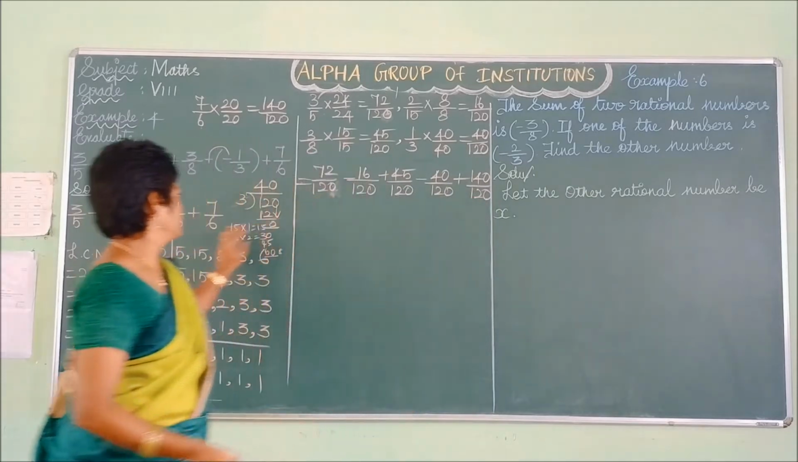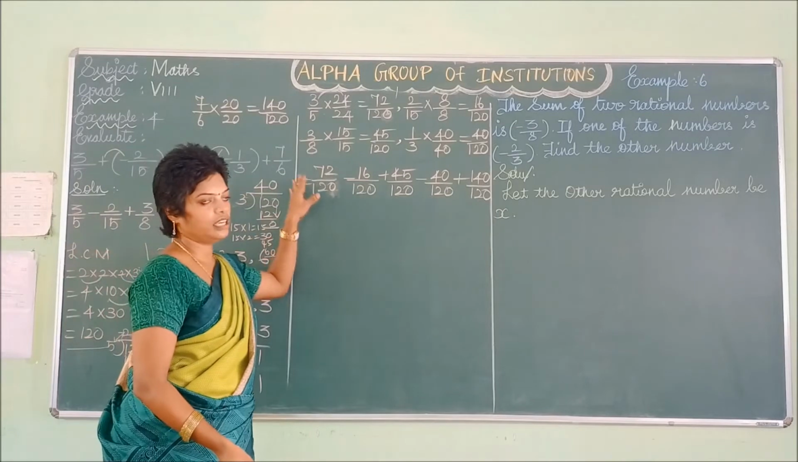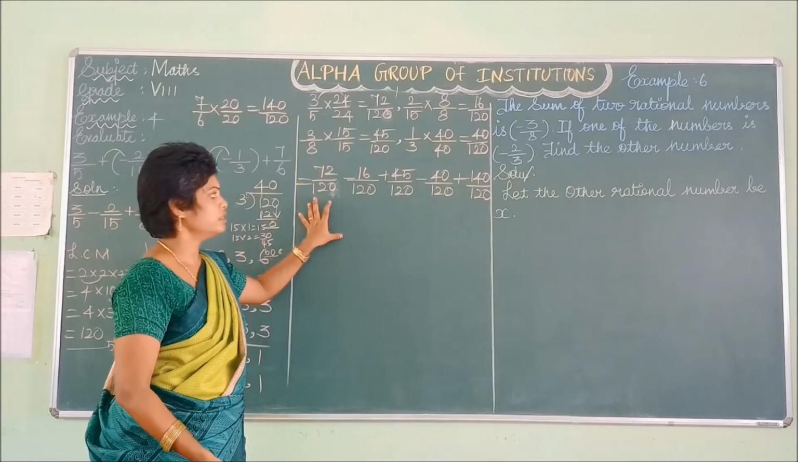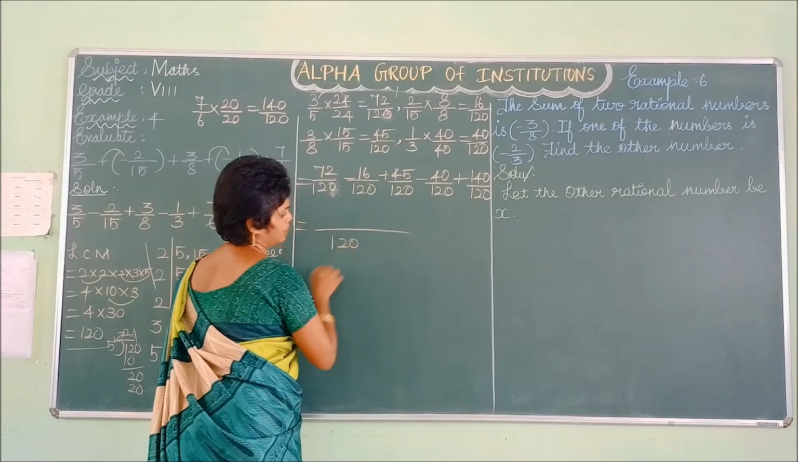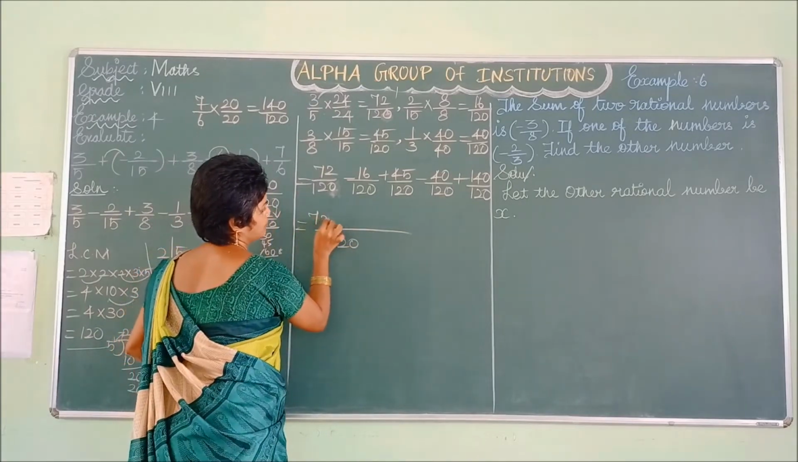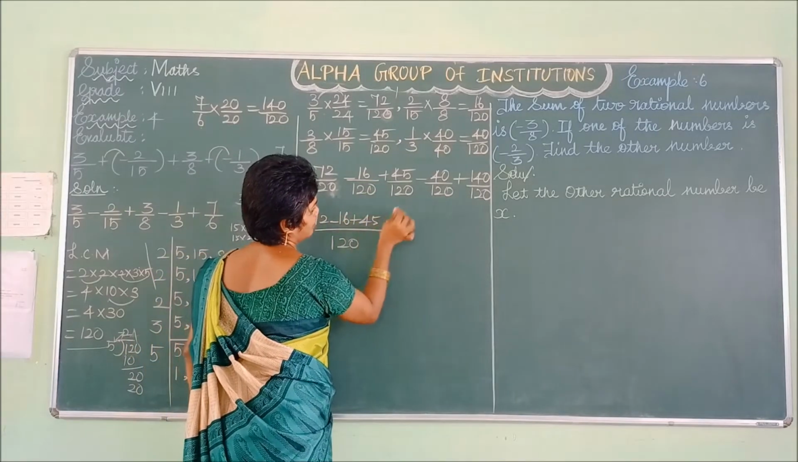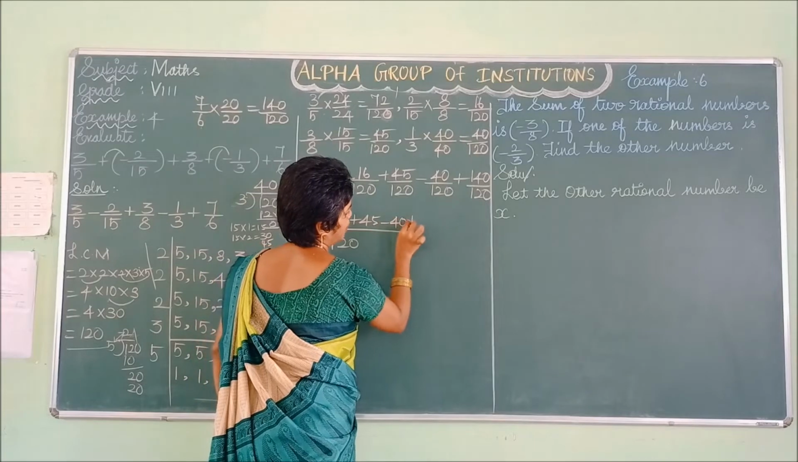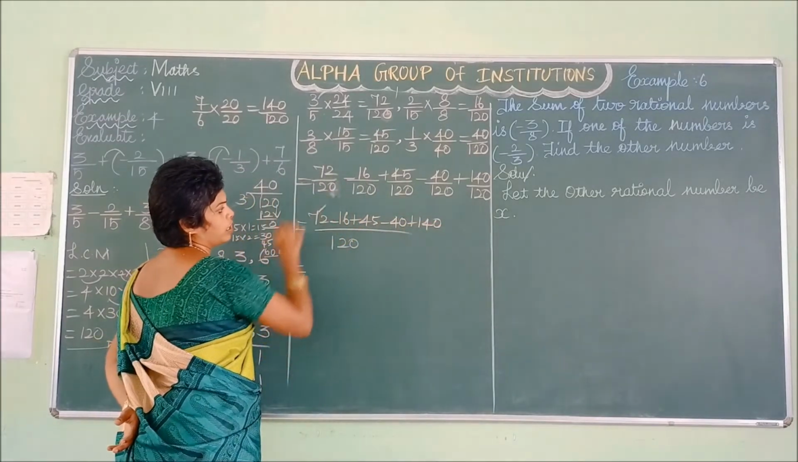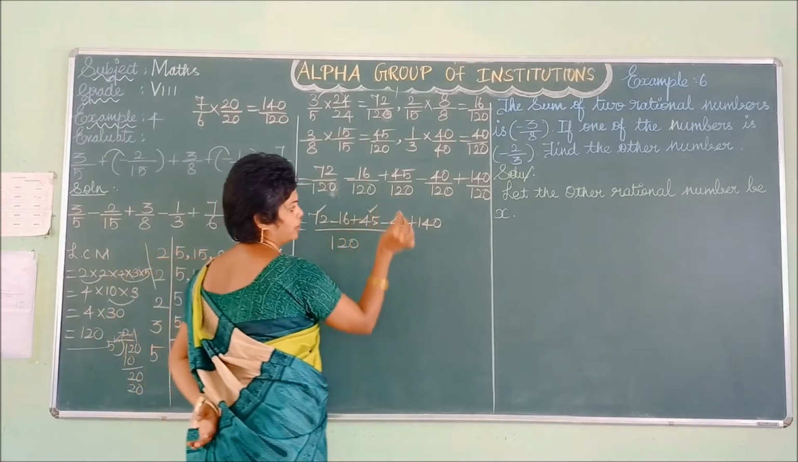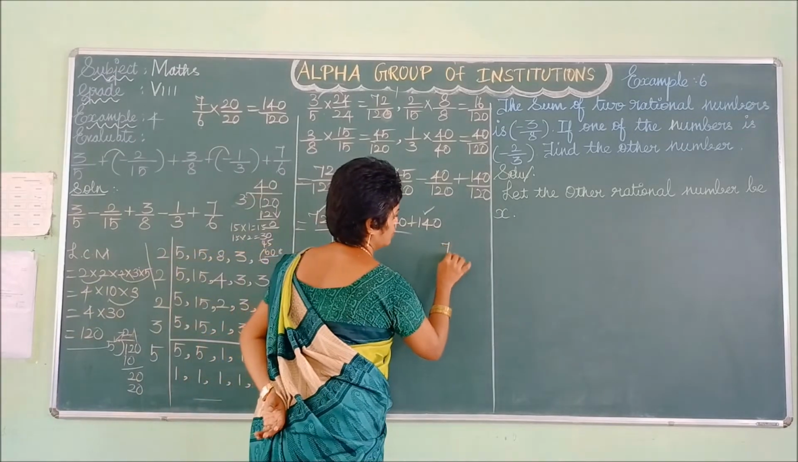So now check. Here the denominator values are different. Here we changed each and every one into the same denominator, 120. So you can keep that 120 as common. So what are the values here? 72 minus 16 plus 45 minus 40 plus 140. So listen. First add the positive values. What are the positive values? 72, 45 and 140 are the positive terms. So you can add the positive terms first.